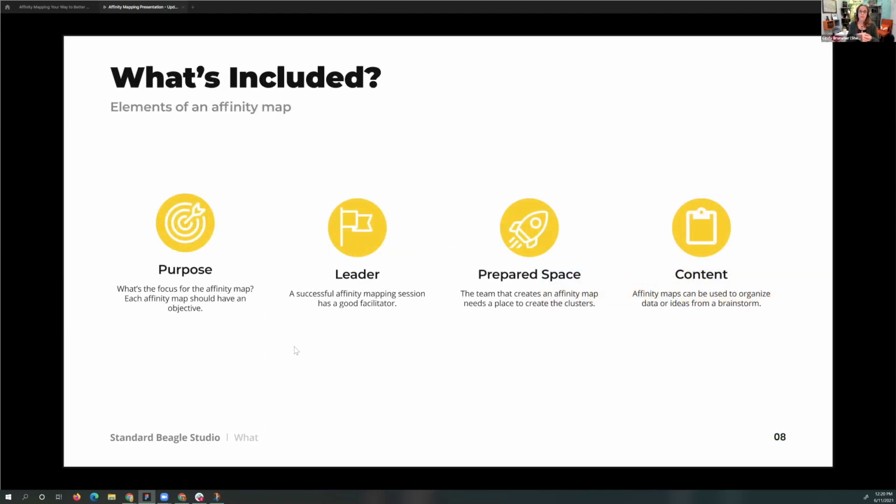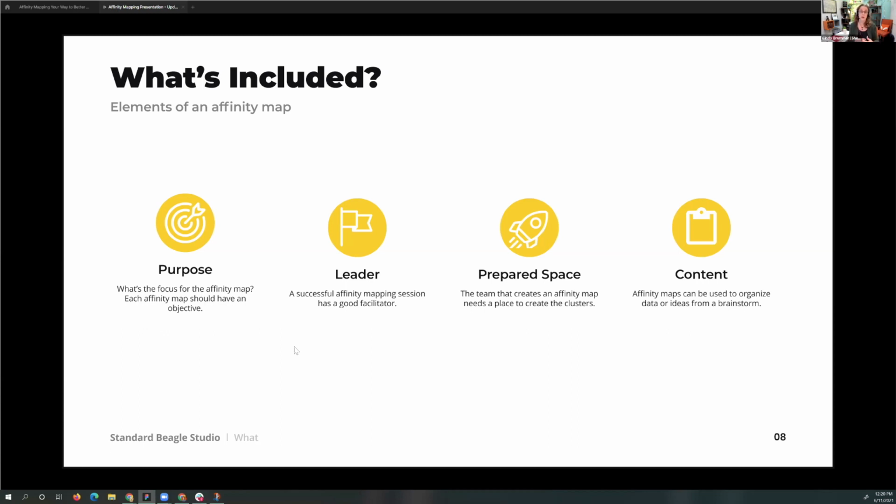There are some key parts that you want to make sure that you include in an affinity map. And we're going to talk about each of these, but essentially you have to have a purpose. You don't want to just create one and not know why you're creating one. So the core of it to start with is figuring out what you're trying to do with it and why. You also want to have someone be a leader for the affinity mapping session.